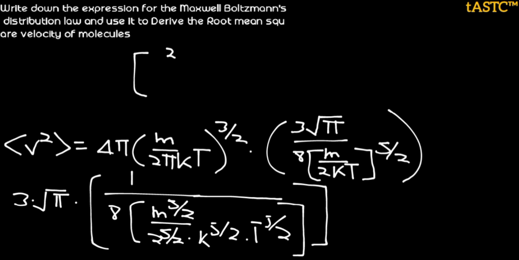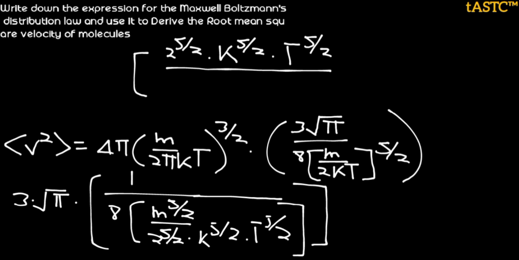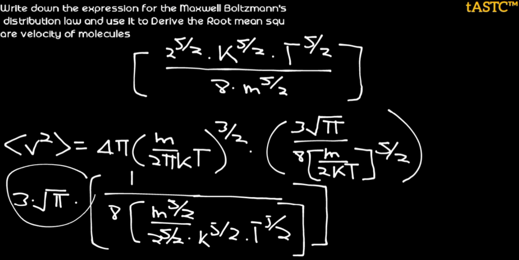So this is 2 to the 5 halves. Here we're going to have a k to the 5 halves. This is going to be t to the 5 halves. Well, this will be divided by 8 multiplied by m to the 5 halves. Well, so this is basically what you got. Now remember, this was multiplied by 3 pi, so we need to write it out there. So that is 3 multiplied by root of pi.